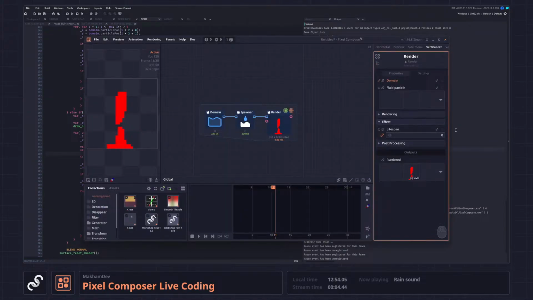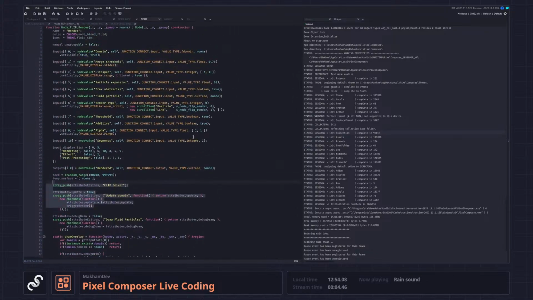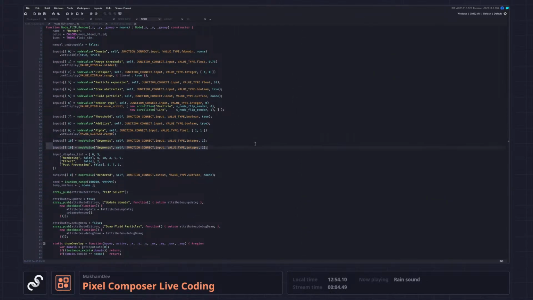Then in the rendering effect for processing, maybe in effect you can add gradient. You can say color over velocity. It's kind of laggy now. That's what happened when I opened the project in GameMaker for too long. It started to get laggy. I might have to refresh my computer.